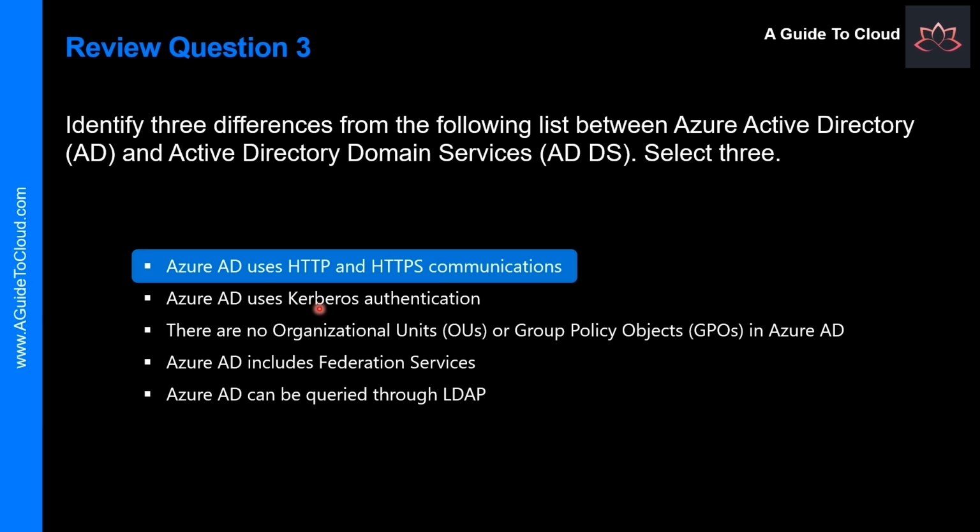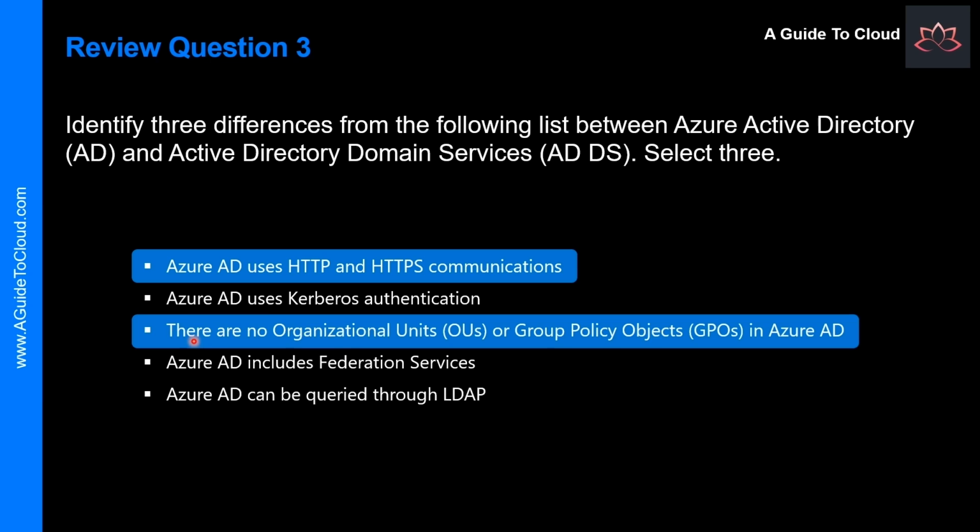Azure AD uses Kerberos authentication, which is wrong. Azure AD does not use Kerberos authentication. Azure AD uses modern authentication. Third option, there are no organizational units or group policies in Azure AD, which is absolutely right. So Azure AD doesn't have OUs or GPOs. OUs and GPOs are part of on-premises domain controller or ADDS.